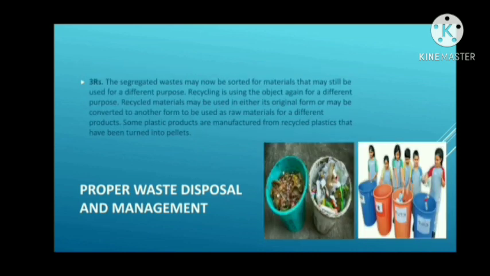So first, we segregate the waste. The segregated waste may now be sorted for material that may still be used for a different purpose. Recycling is using the object again for a different purpose. Recycled material may be used in either its original form or may be converted to another form to be used as raw materials for different products. Some plastic products are manufactured from recycled plastics that have been turned into pellets.